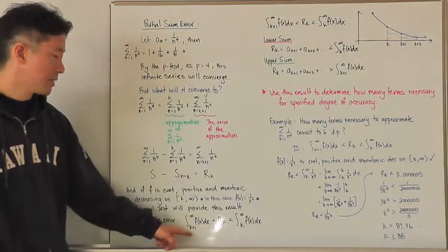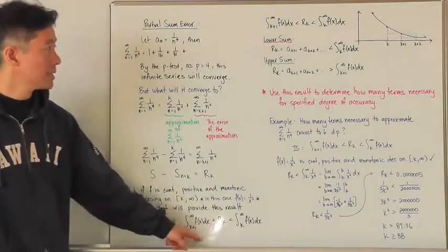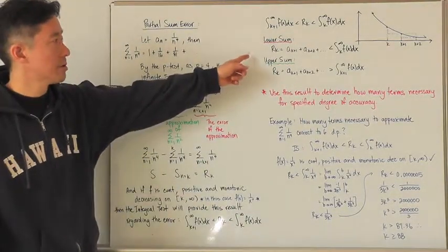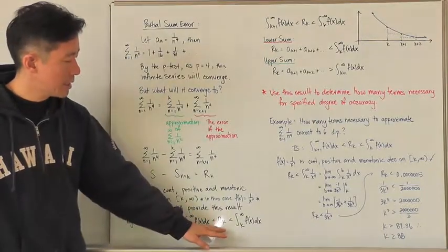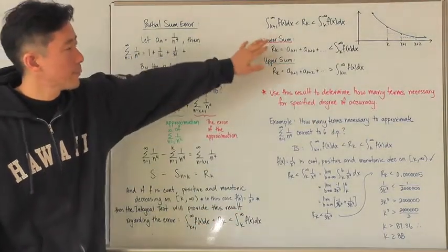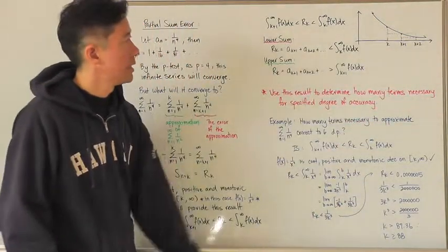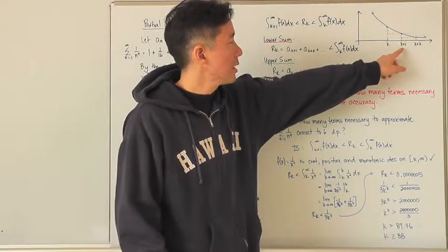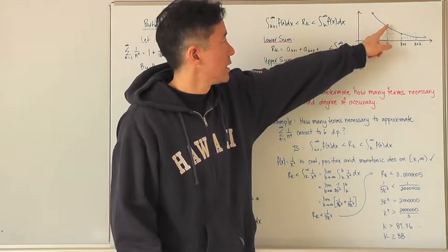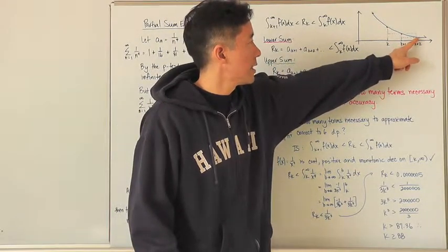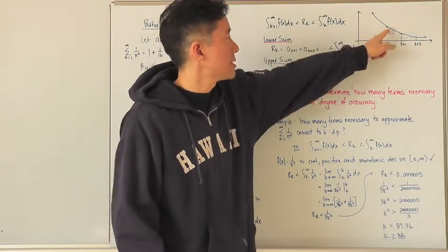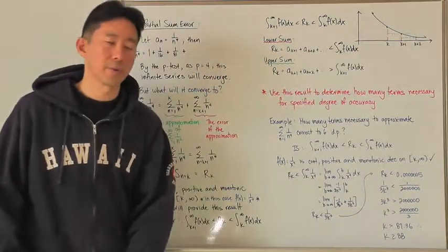Now, this is kind of coming out of nowhere, so let's take a look at why this is actually true. Notice that this inequality is just rewritten here, and it's associated with this particular graph. Here's k plus 1, k plus 2. These are the values of our sequence, and this is the function that goes to those particular values as well.